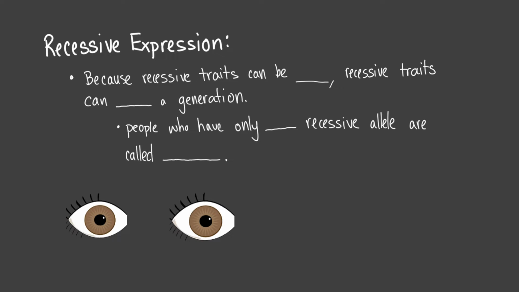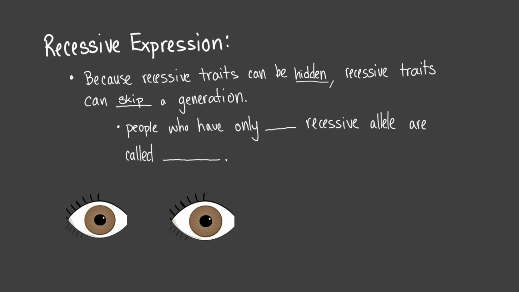Our next type of gene expression is recessive expression. Recessive traits can be hidden. What I mean by that is if you had a recessive allele and a dominant allele, the phenotype you see is only the dominant allele. So that recessive allele is hidden. We don't see it looking at the trait. Recessive traits can skip a generation. Sometimes we say you inherited that from your grandfather. You always directly inherit your traits from your parents, but sometimes a recessive phenotype can be hidden.